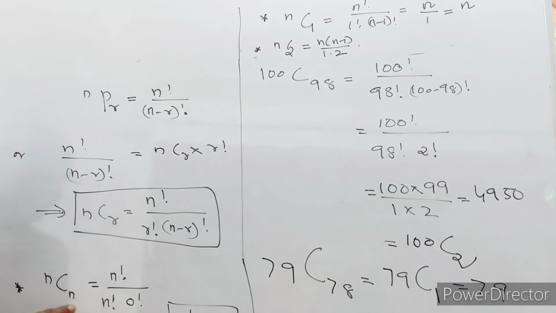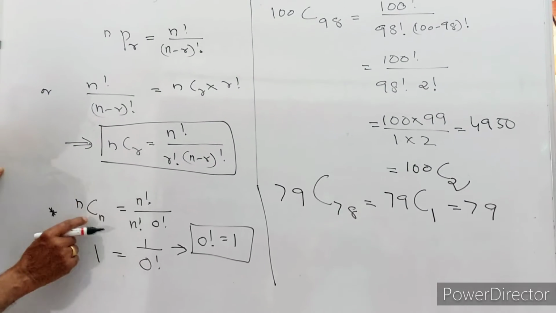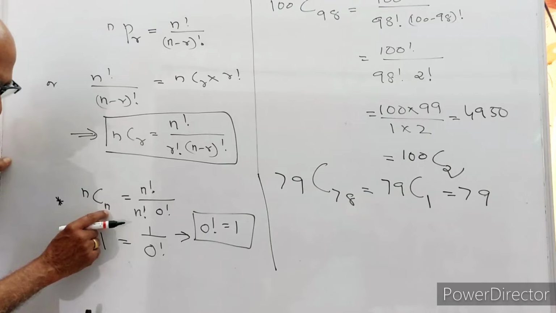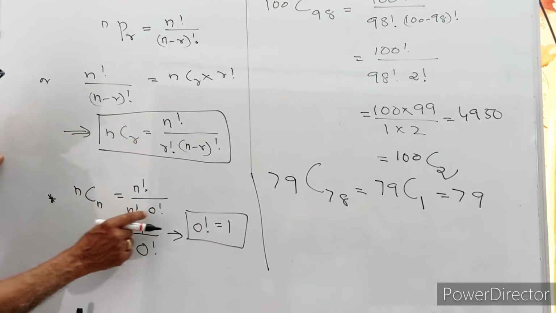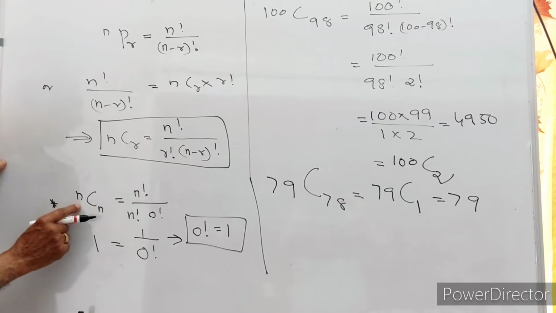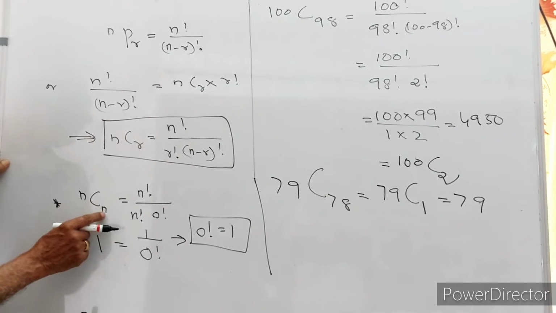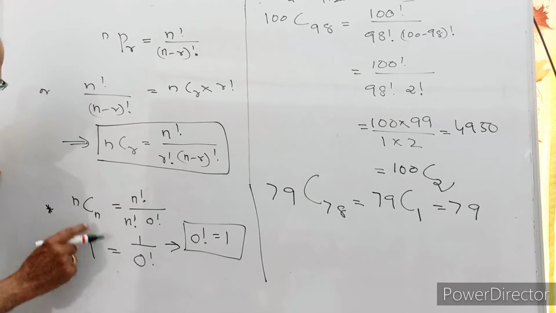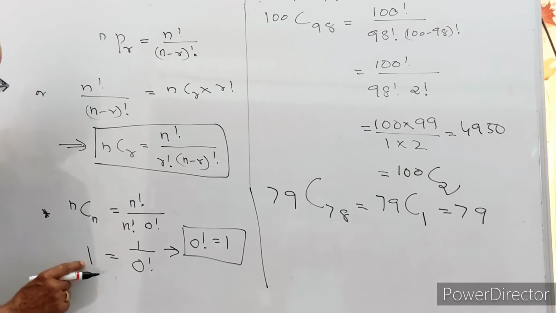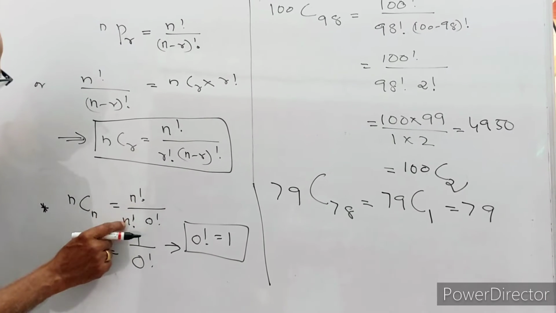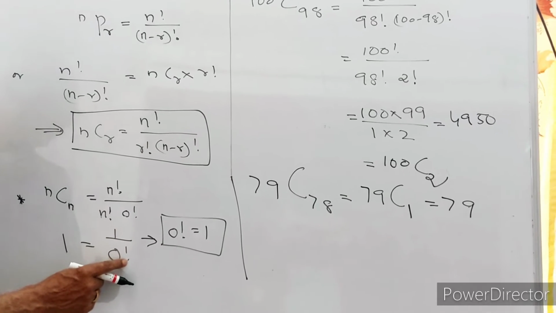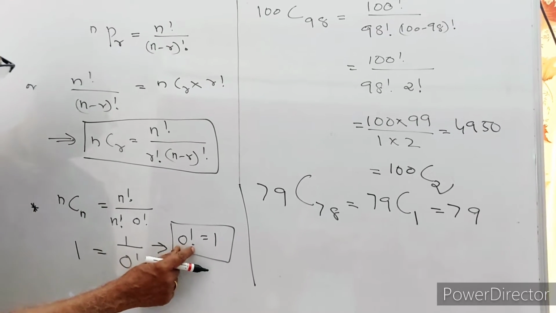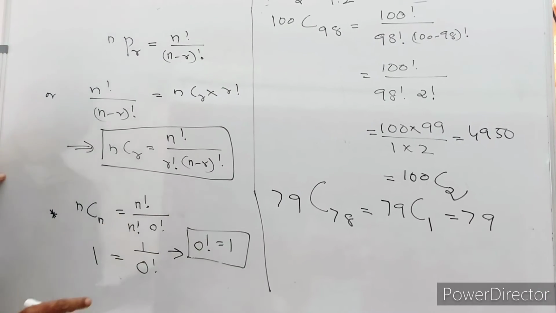Now nCn is factorial n divided by this factorial n into the difference, 0 factorial. But if there are n things, we take n of them together, there is only one group. So nCn is always 1. So 1 equals, the n factorials cancel, giving you 1 by 0 factorial, or the idea that 0 factorial is 1.